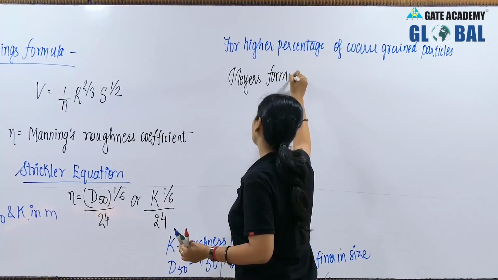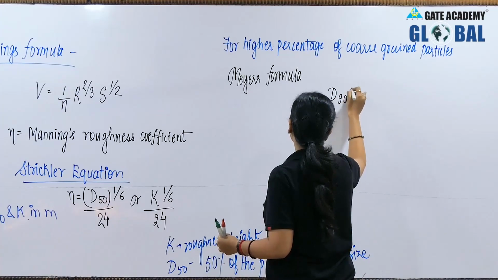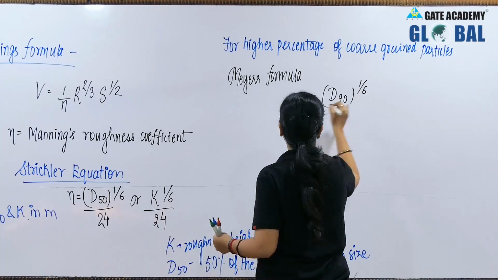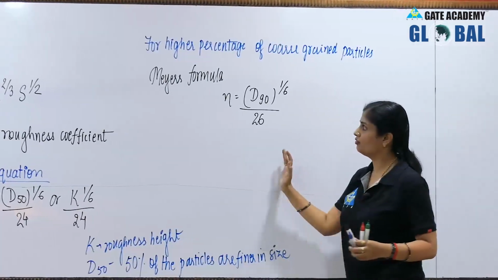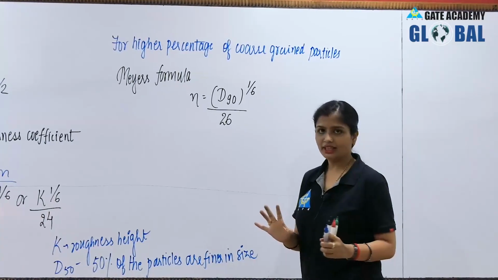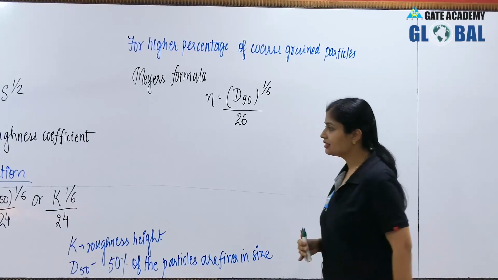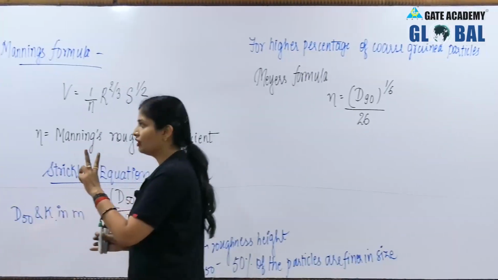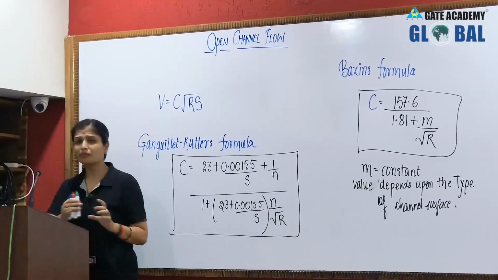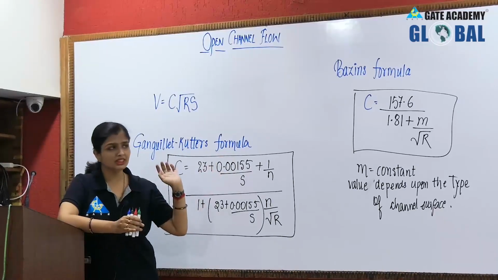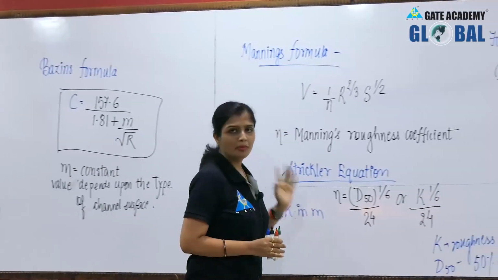Mayer's formula will give you Manning's coefficient constant as D90 to the power 1 by 6 divided by 26. This is the formula for Mayer's equation, from where you can get your Manning's roughness coefficient. Here you have seen two formulas. One was Gangwit-Cutter's formula, and the other was Bason's formula. Similarly, here you have Strickler's formula and Mayer's formula.